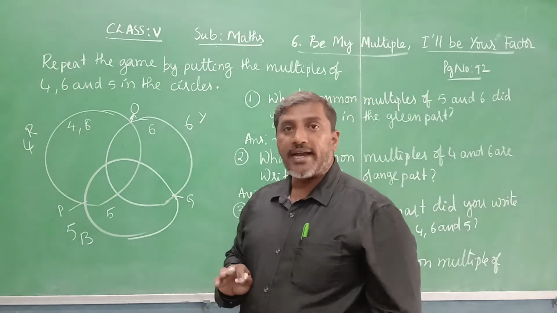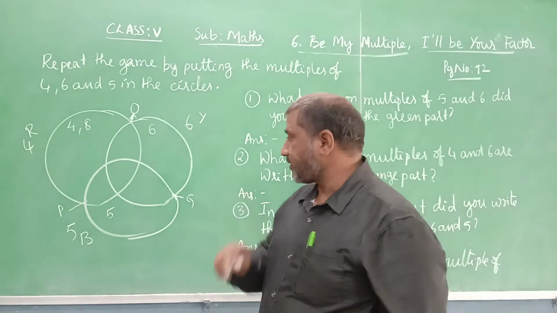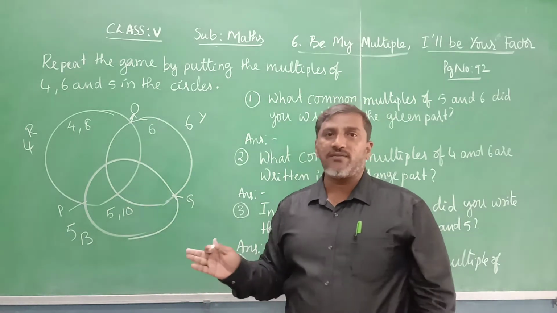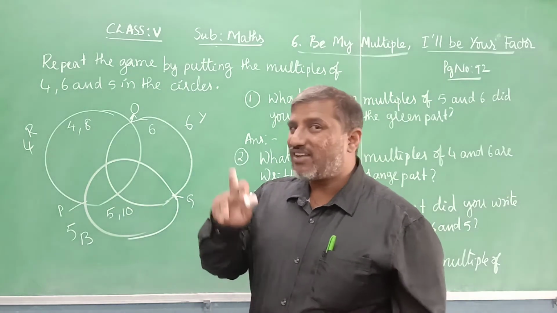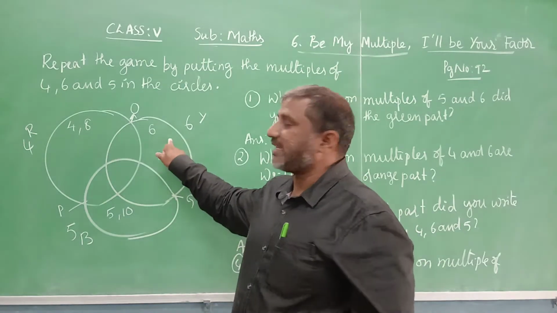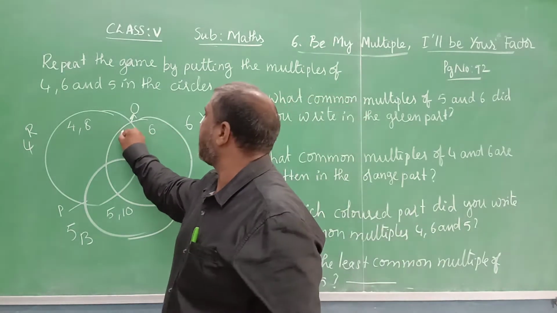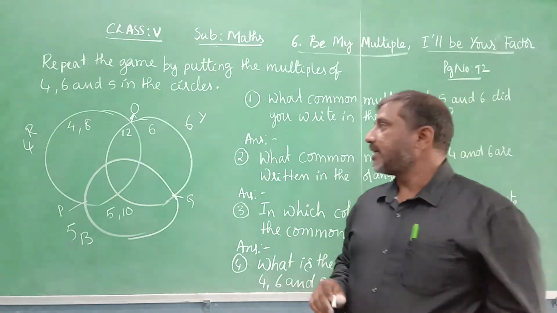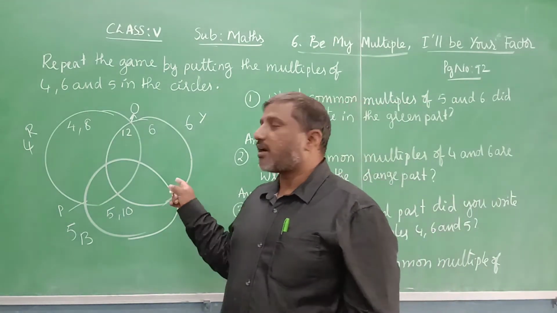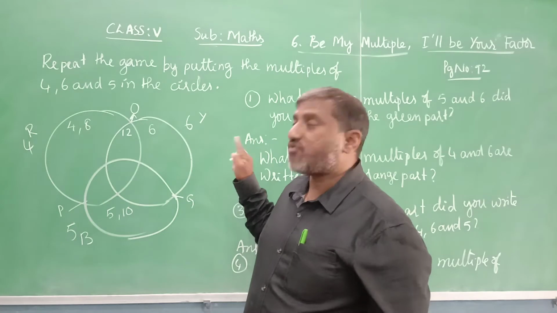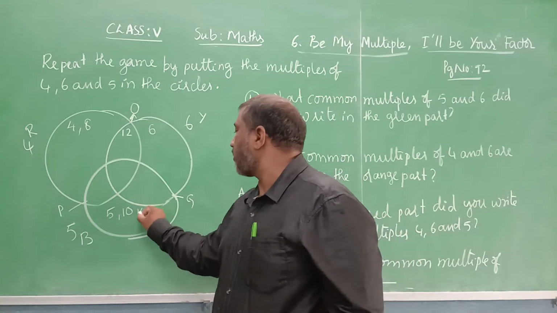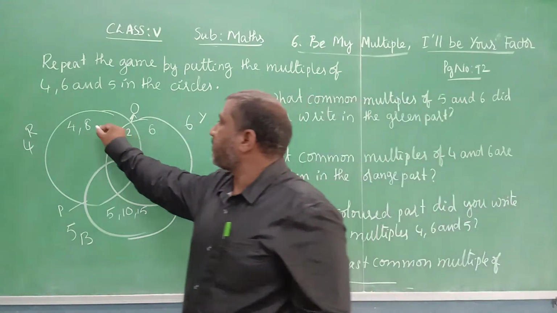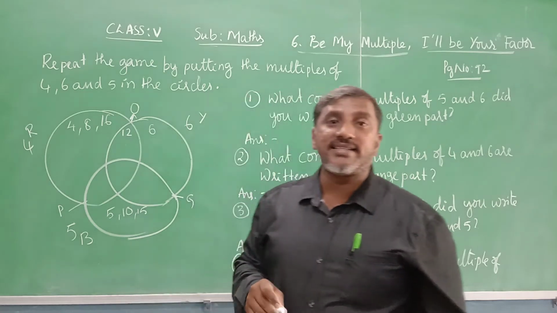9 is not a multiple of any of the numbers. 10 is a multiple of 5. Then 11 is not a multiple of any of the numbers. 12 is a multiple of 4 as well as 6. 12, so write it in the orange part, which is the common multiple of 4 and 6. Then 13, 14, both are not multiples of any of the numbers. 15, yes, 15 is a multiple of 5, write in the blue circle. 16, it is a multiple of 4 only, write in the red circle.